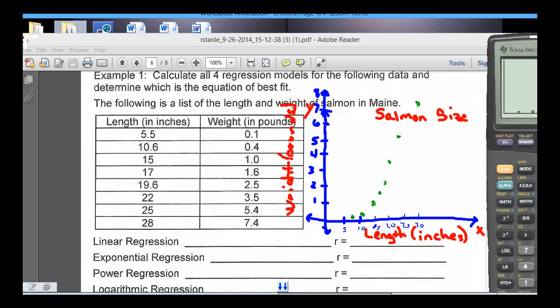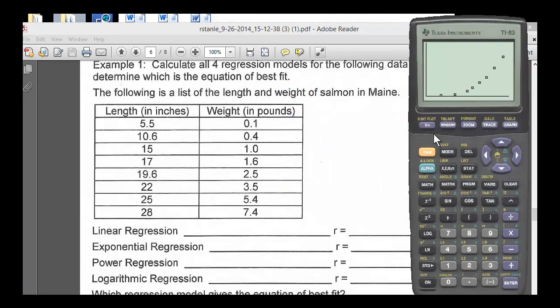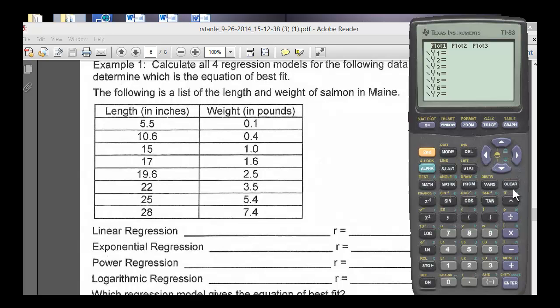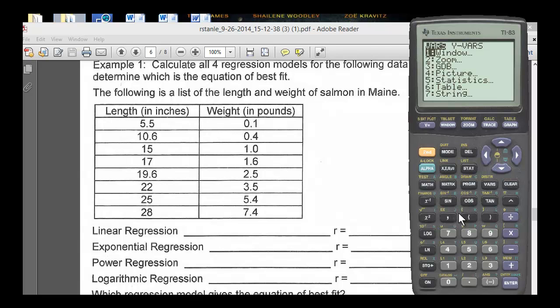Now that you have drawn your scatter plot, let's find linear regression. Using the steps on the previous page, go to Y equals, clear out anything that's in Y equals. While the cursor is in Y1, go ahead, press the Vars key. Vars is right here beside the clear key. You want Statistics, so you're going to press 5 and right over to EQ, so hit Enter. Now let's find out which regression would be the better fit.